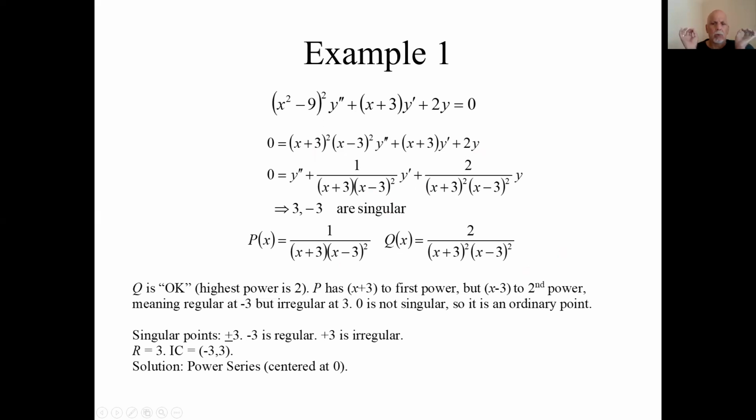What are the irregular singular points? We're looking for anything to a power higher than 1 in p and to a power higher than 2 in q. Well, nothing's higher than power of 2 in q, so it doesn't contribute any irregular singular points. But this one is squared, so +3 is an irregular singular point. So the singular points are plus and -3, but -3 is regular, +3 is irregular.